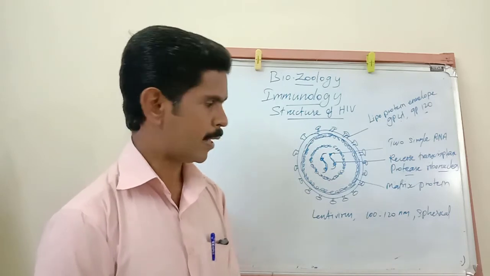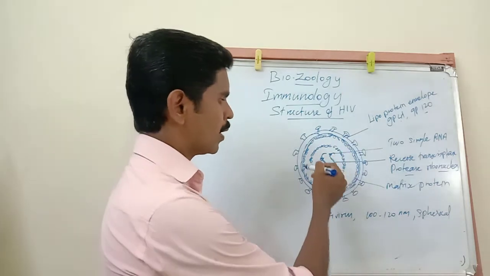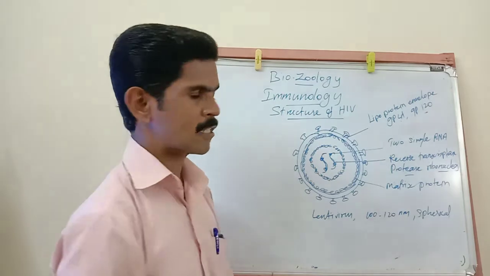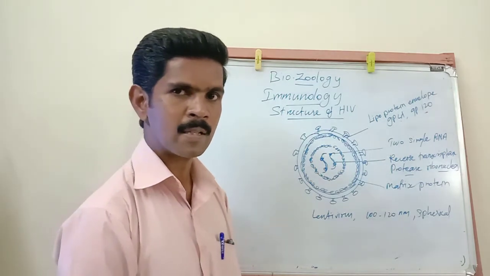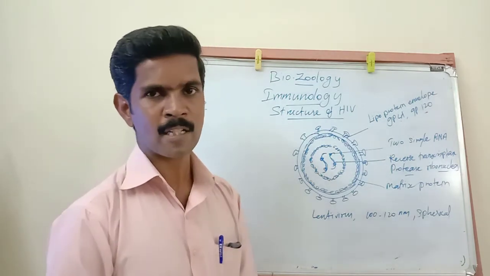Then one more envelope is also there. This envelope is called matrix protein.